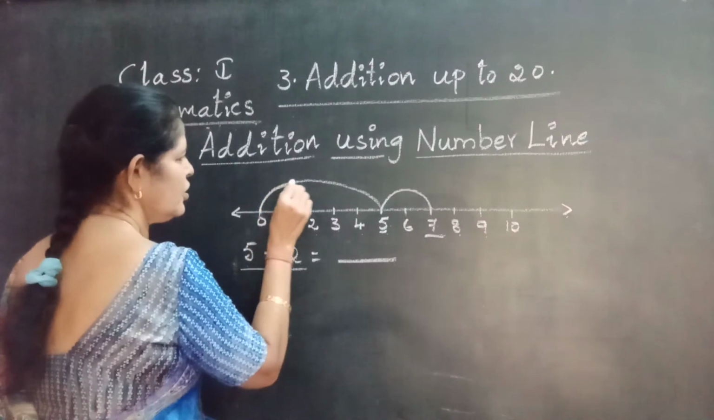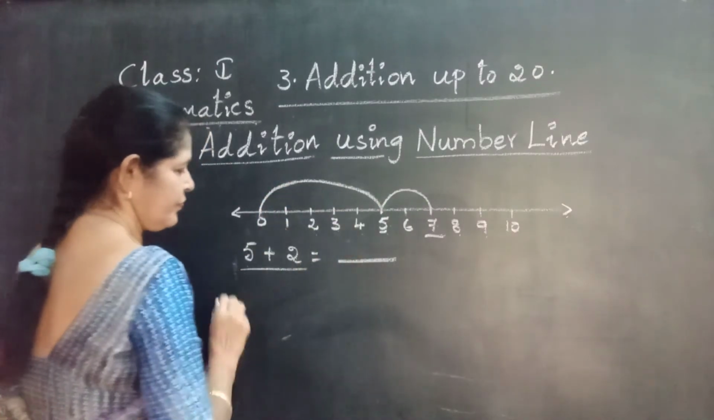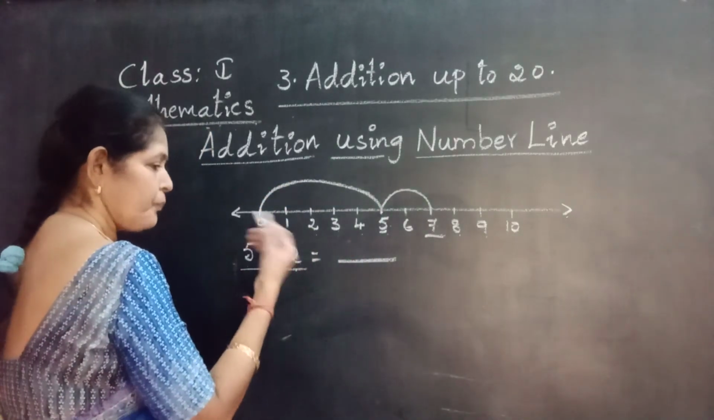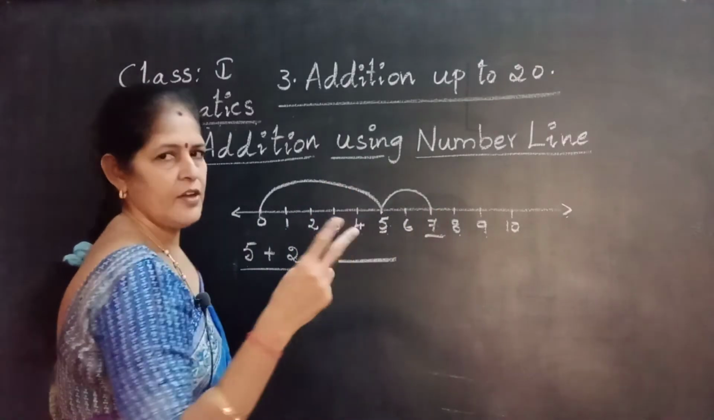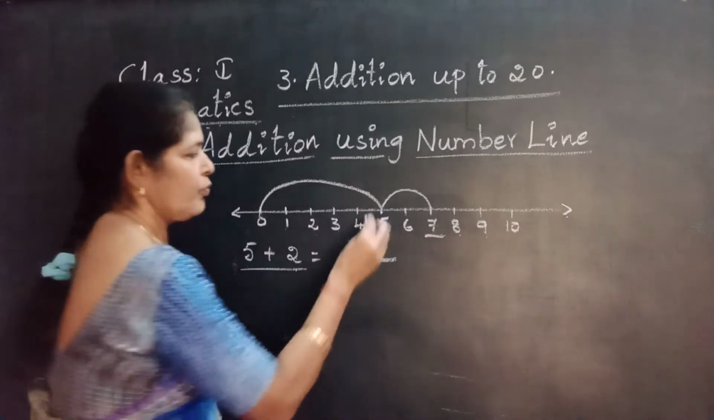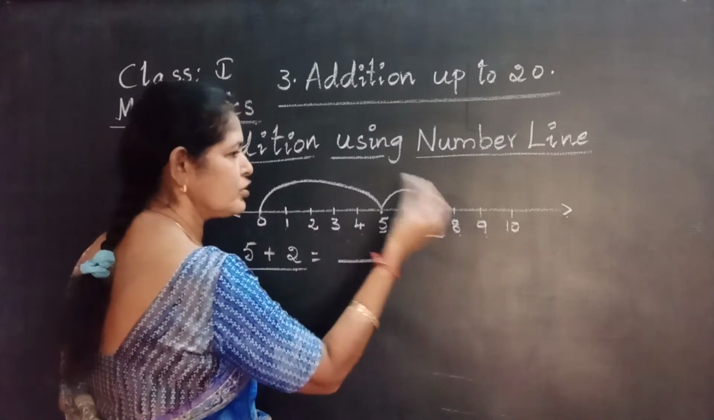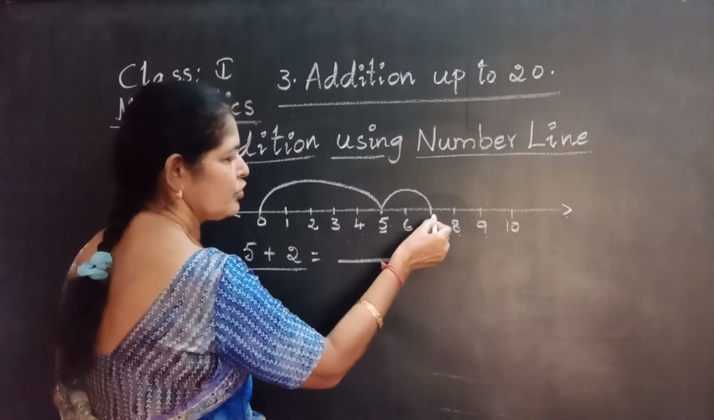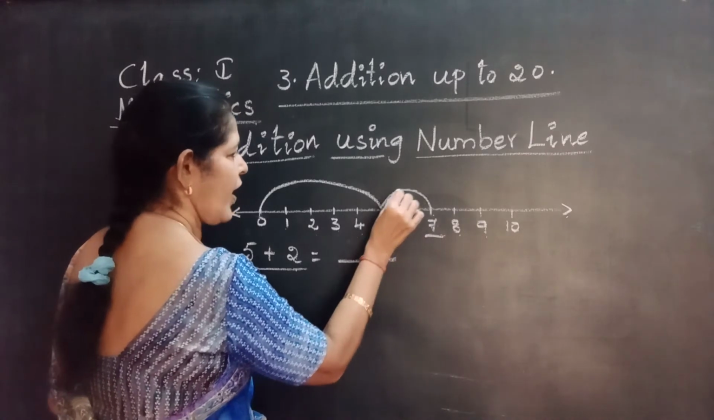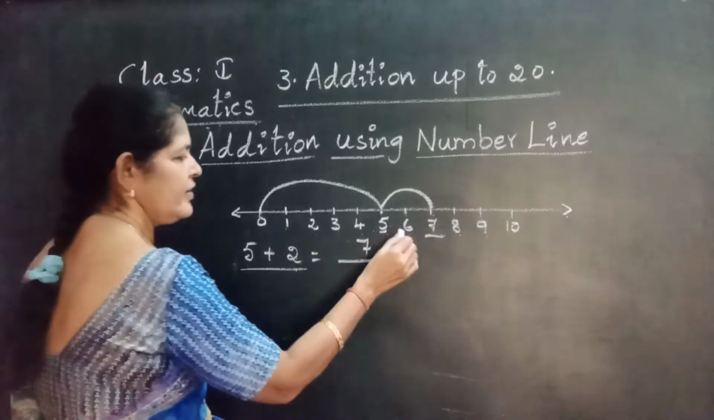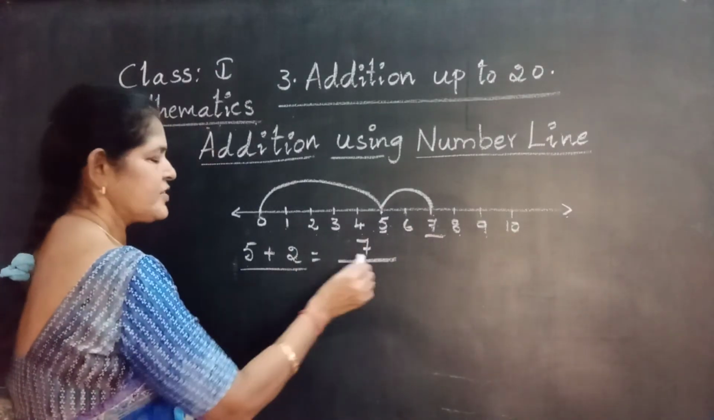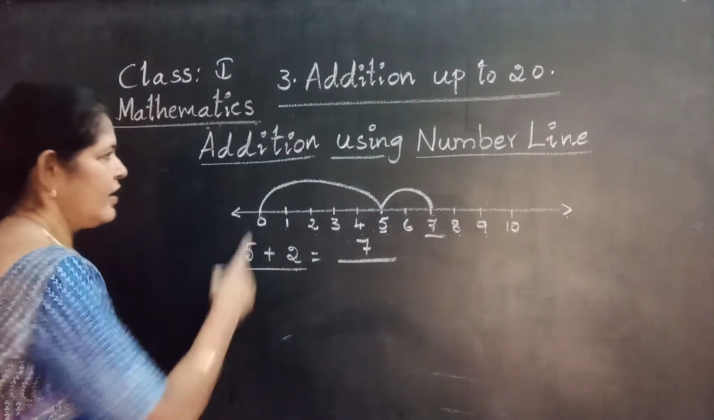First step goes from 0 to 5. Second step, plus 2, means again take 2 more steps. From 5, 2 steps means 1, 2. That goes to 7. 5 plus 2 equal to 7. This is 5. This is 2. 5 plus 2 equal to 7.